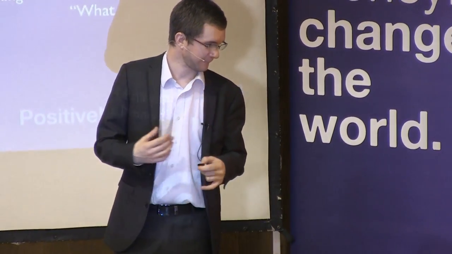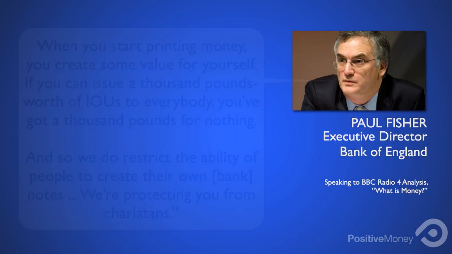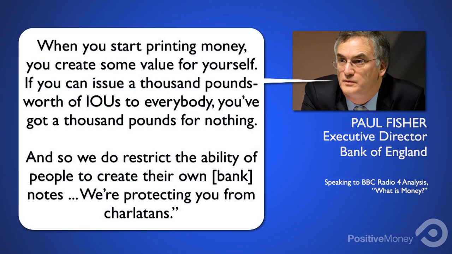Now, I stumbled across this interview with Paul Fisher on the BBC. When you start printing money, you create some value for yourself. If you can issue £1,000 worth of IOUs to everybody, you've got £1,000 for nothing. And so we do restrict the ability of people to create their own notes in that way. You're protecting us from ourselves. We're protecting you from charlatans.